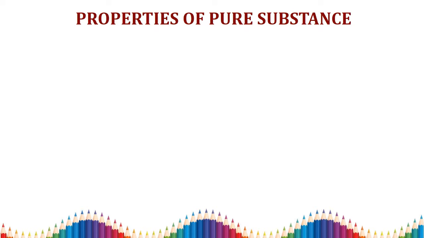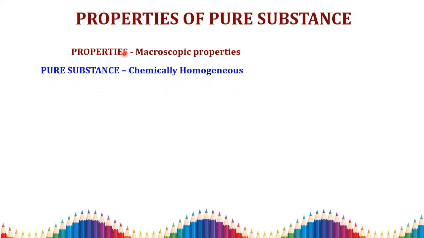So before getting into the lecture we need to know what is meant by the properties of pure substance. For that, first we need to know at what level we are going to discuss the properties. Here, in the thermodynamic approach, we are going to discuss the macroscopic properties. And what is meant by a pure substance? A pure substance is nothing but a chemically homogeneous mixture.